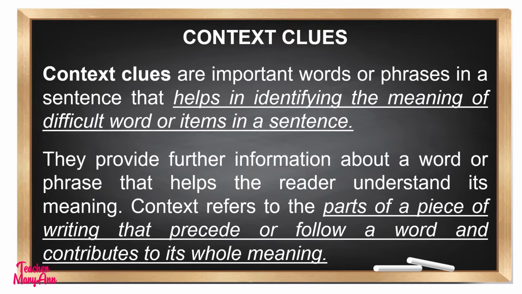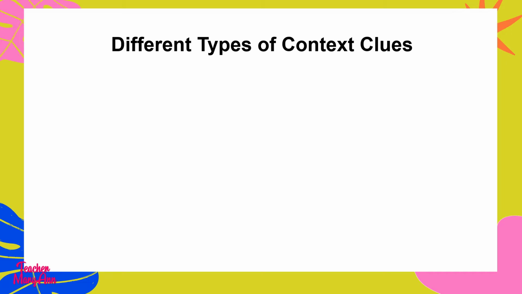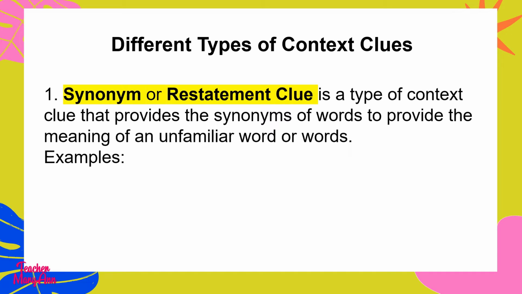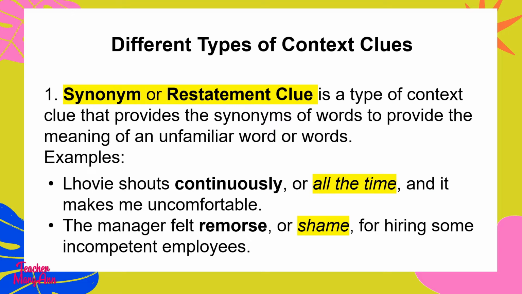Context refers to the parts of a piece of writing that precede or follow a word and contributes to its whole meaning. To further understand what context clues are, let's discuss the different types of context clues. First, we have the synonym or restatement clue. It is a type of context clue that provides the synonyms of words to provide the meaning of an unfamiliar word or words. Examples: Lovely shouts continuously or all the time, and it makes me uncomfortable.